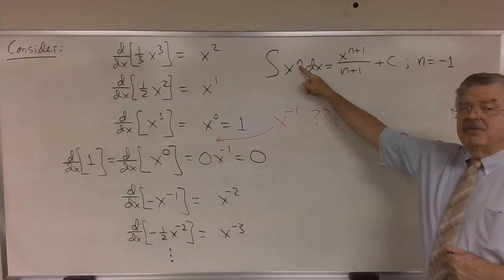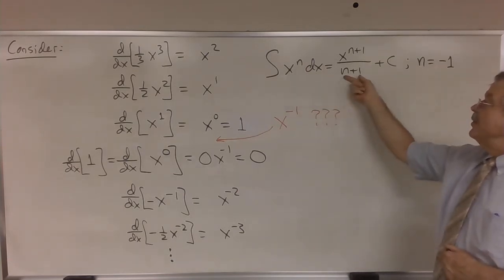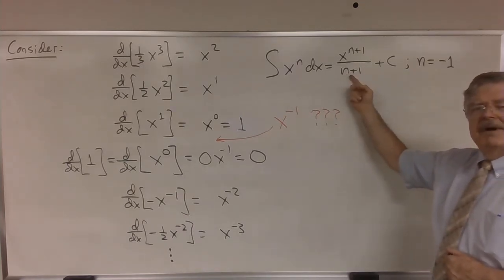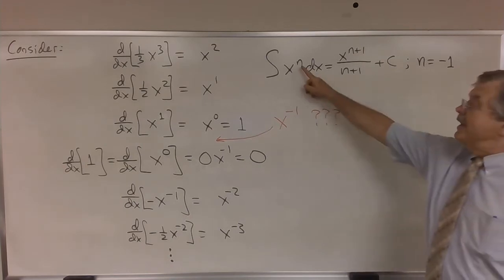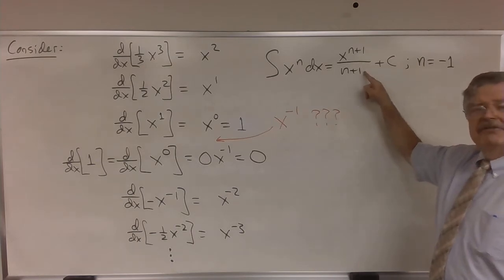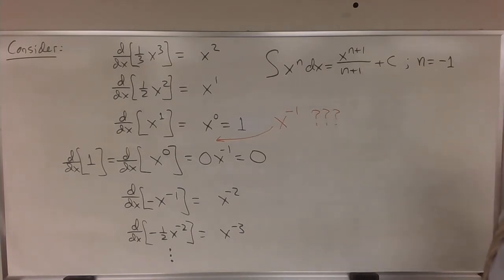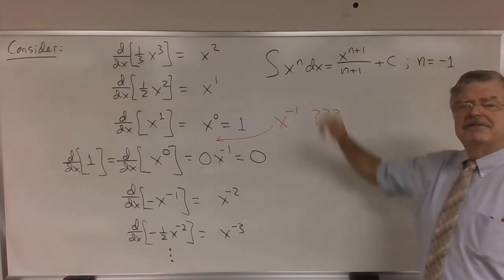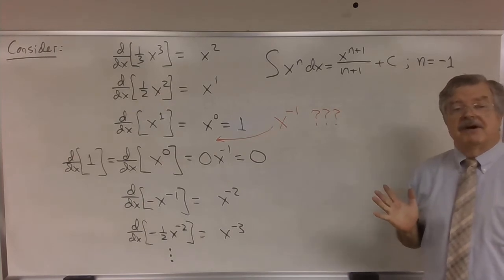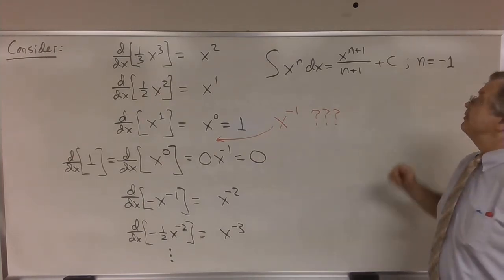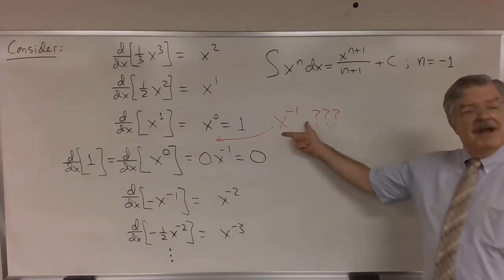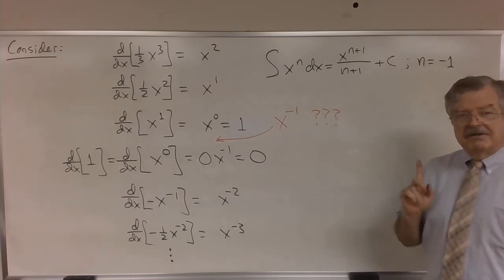and we plug -1 into this formula, guess what? We end up dividing by -1 plus 1. We end up dividing by 0. So when n equals -1, this expression is undefined. The power rule does not give us the antiderivative of x to the -1, which means that we don't know of a function yet whose derivative is x to the -1. We have not encountered it until now.